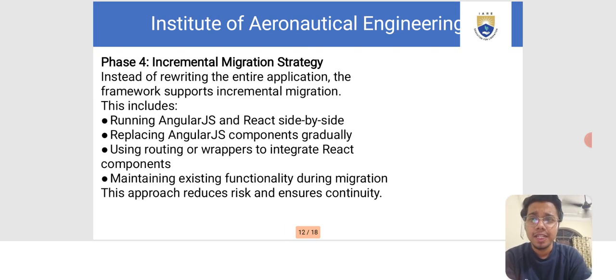Phase 4: Incremental Migration Strategy. Instead of rewriting the entire application, the framework supports incremental migration. This includes running AngularJS and React side by side, replacing AngularJS components gradually, using routing or wrappers to integrate React components, and maintaining existing functionality during migration. This approach reduces risk and ensures continuity.